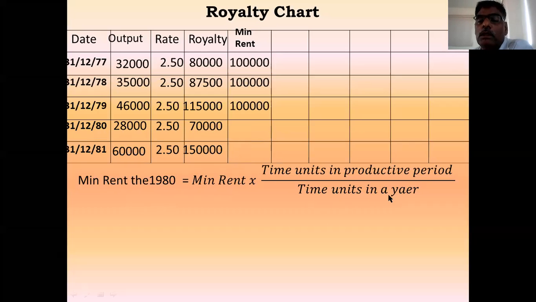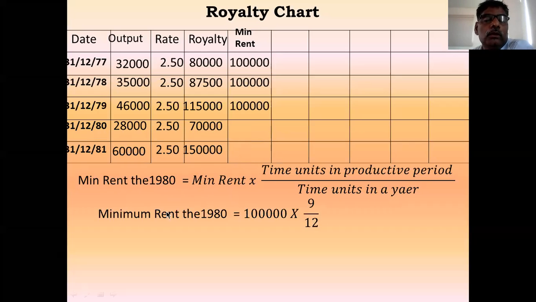How many units are there in a year? So, for 1980, 1 lakh is the minimum rent. Working months are 9 divided by 12. 12 months are in a year. Therefore, if you calculate this, the minimum rent is 75,000. Okay. Like this, you have to calculate minimum rent in the year of strike. Clear? And take this amount in the minimum rent column, 75,000.